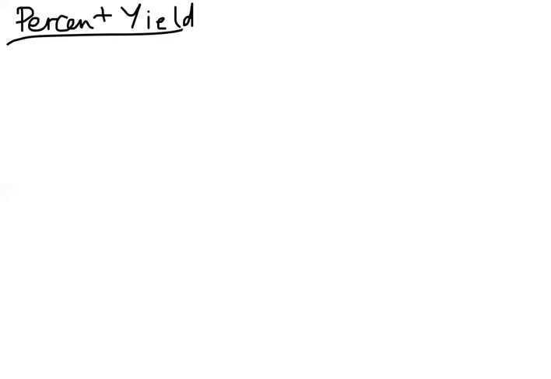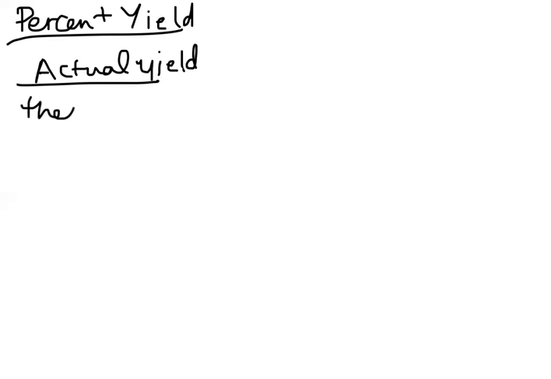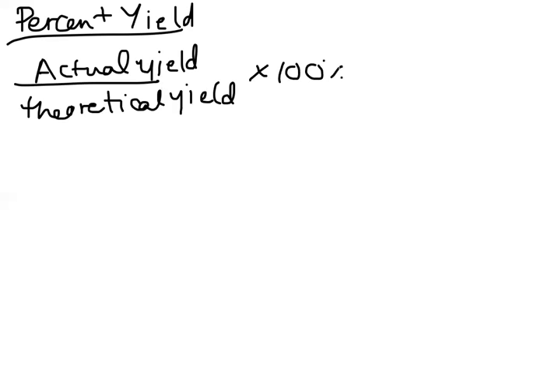So one of the calculations that especially synthetic chemists do, and that you will do in 110 if you go ahead in chemistry, is a percent yield calculation. Percent yield is pretty simple in terms of the calculation. So you have actual yield over theoretical yield times 100%. So it's what you actually got over what you should have gotten times 100%.